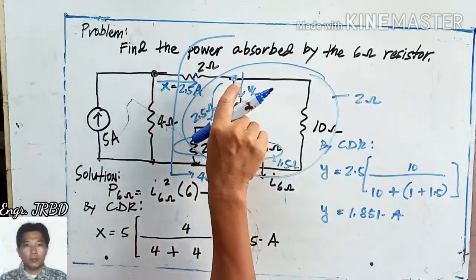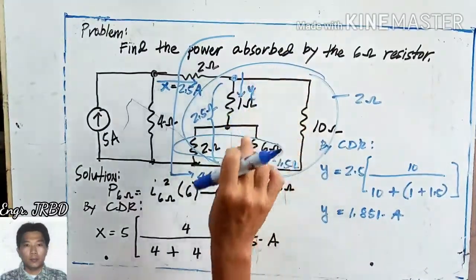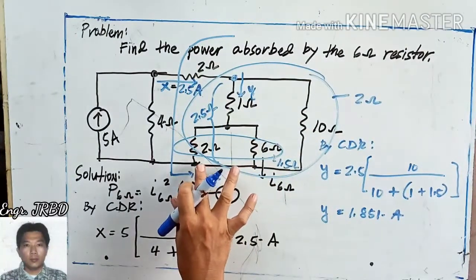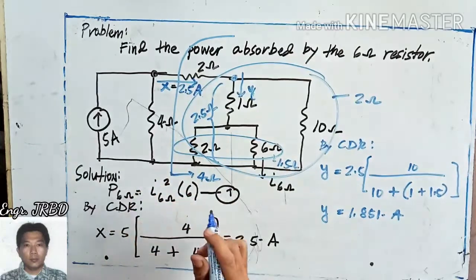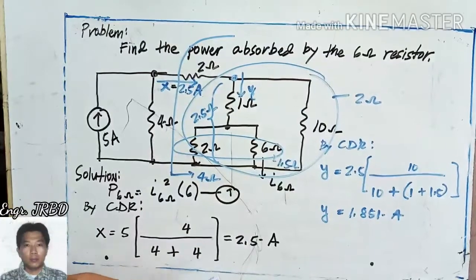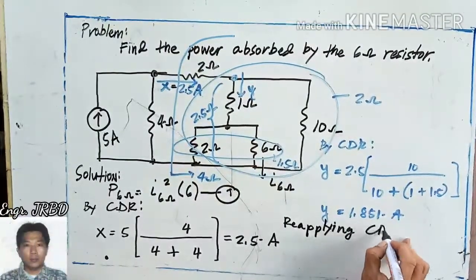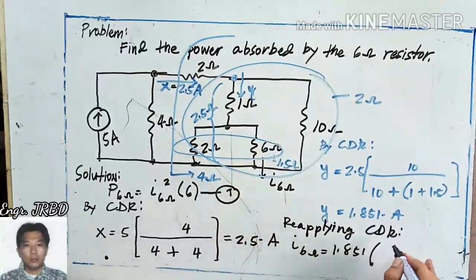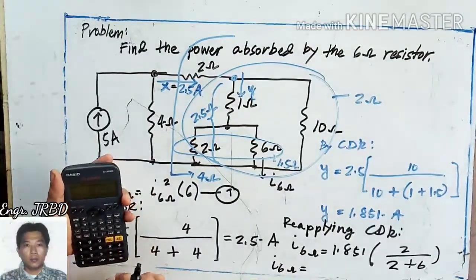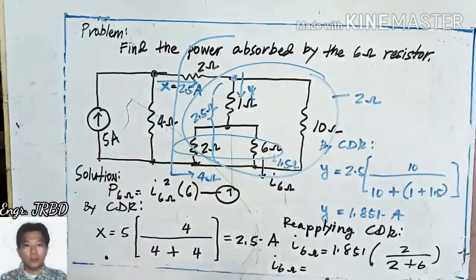It is 2.5 amperes times the resistance on the other side, that is 10 all over 10 plus 1 ohm plus the total resistance of this parallel branch, that is 1.851. Okay. To determine now the current in your 6 ohms is to reapply your current divider. Okay, so reapplying your current divider to obtain the current in your 6 ohms, that is 1.851 times 2 all over 2 plus 6. So the current in your 6 ohms is times 2 divided by 8 is 0.463 amperes.